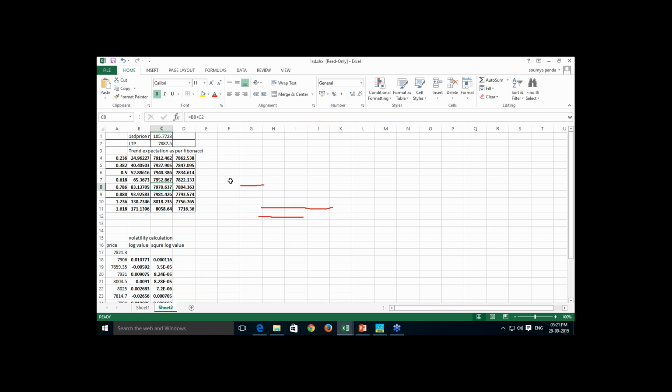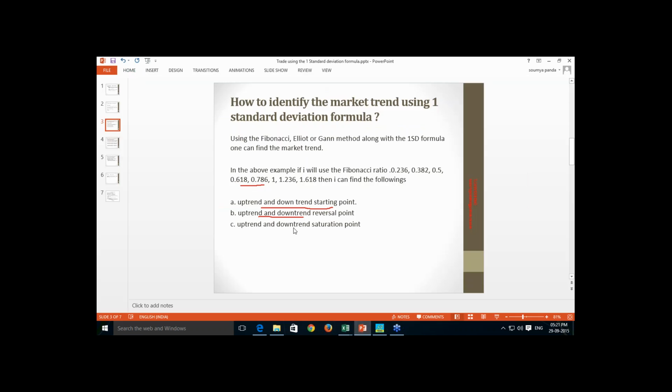So these Fibonacci levels never say anything false, rather it holds to its commitment in calculation. So you must trust in these things. So that is what happened today. It is only the opening price you have taken, from there only you have derived. So no big science is involved, simple calculation on the Fibonacci. So third or last point is uptrend and downtrend saturation point, which is nothing but your 1.618 retracement level.